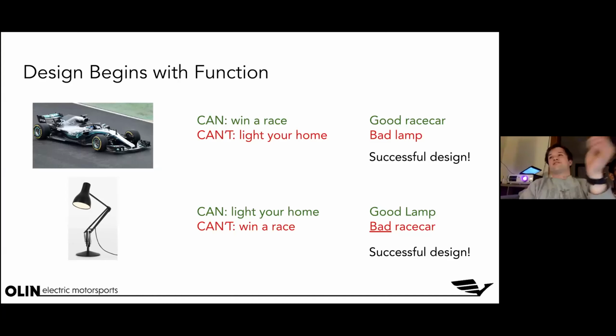But a really interesting example of function is that this highly tuned race car, which is really, really good at being a race car, can't do something that your simple desk lamp can do really well, which is light up your desk. And so even though these two designs are vastly different in complexity, cost, and effort, they're both successful because they've fulfilled their goals, and they've fulfilled the functions that were originally set out by the design team and designed to.